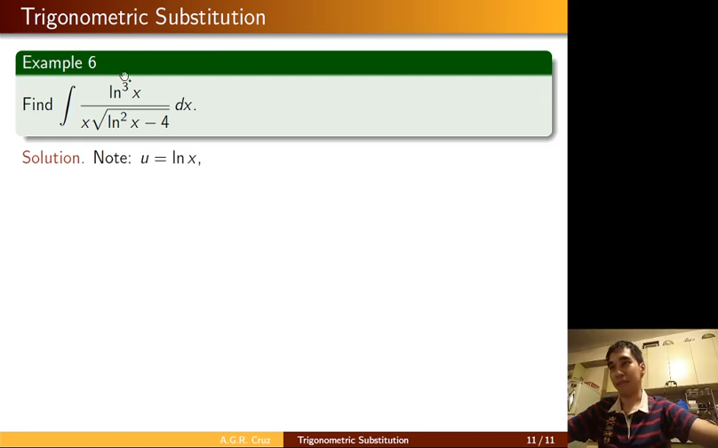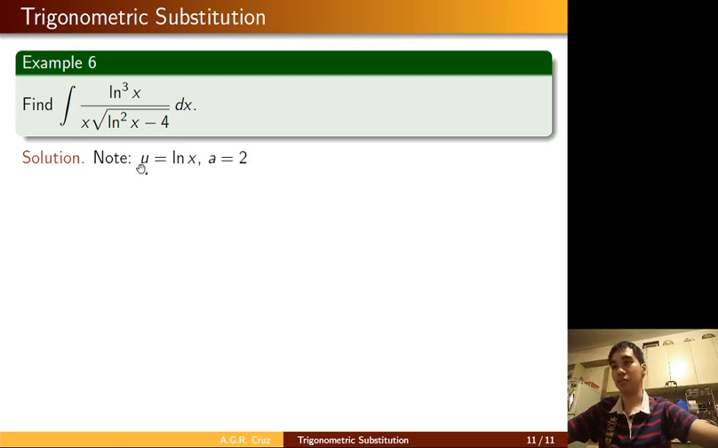Let's end with this example, example number 6. So you have here the integral of this one. Now, the form it resembles is coming from this one, no? You have the square root of the ln squared of x minus 4. So in this case, your u here is ln x, no? And then minus, what is your a? Your a here is the square root of 4, which is 2.